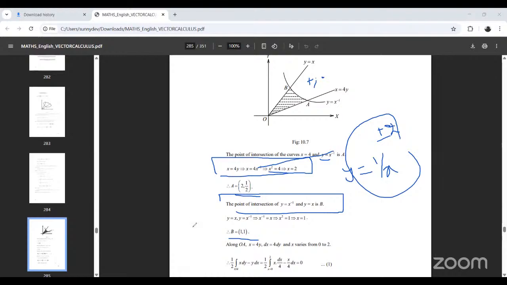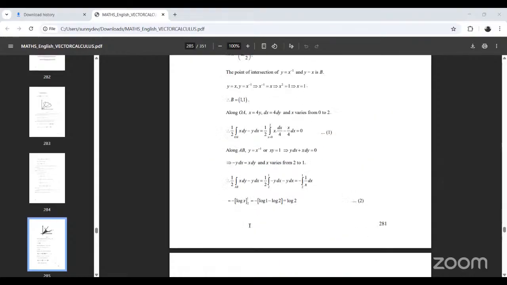Okay, now come here. We have x dy minus y dx. x dy means dx by 4. Similarly, we change everything into one variable. So along this path we are getting 0.